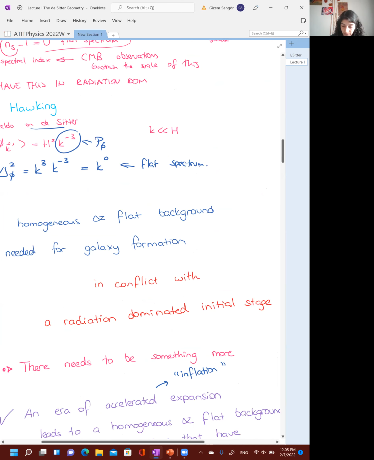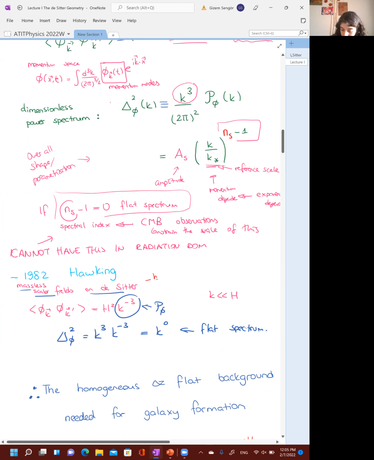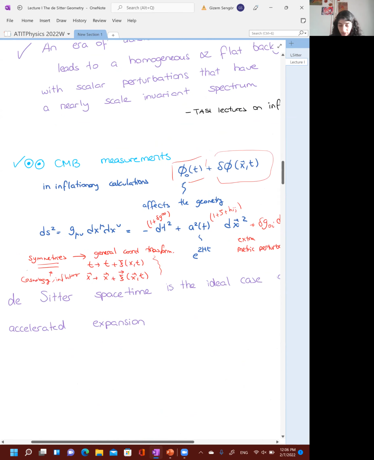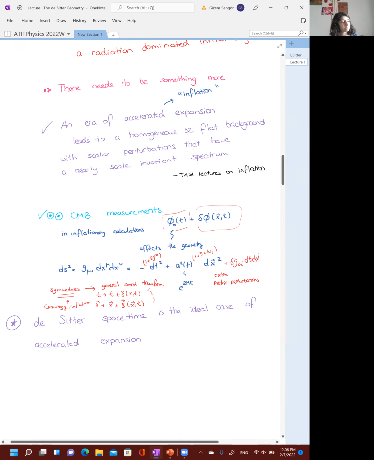In Hawking's calculation of a massless scalar field on de Sitter, the scalar field is not affecting the geometry. So there's a bit of a difference between an almost inflationary calculation and a calculation on de Sitter. But even so, in practice, you calculate things on de Sitter, and then you know, in an educated way, how to keep track of this difference. So we will focus on the de Sitter spacetime as an ideal case of accelerated expansion.